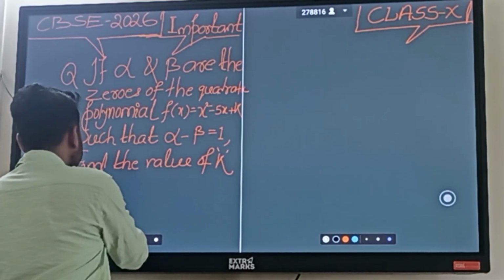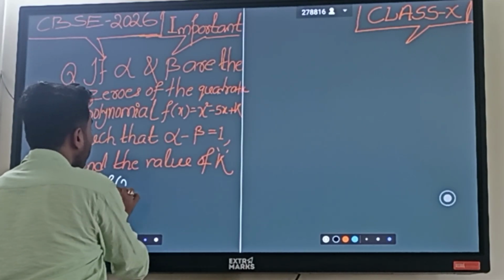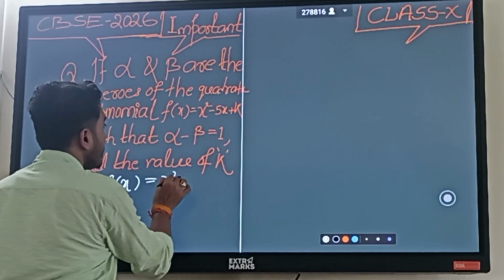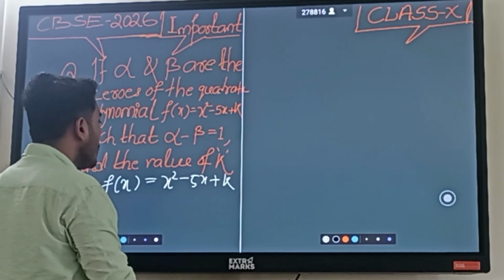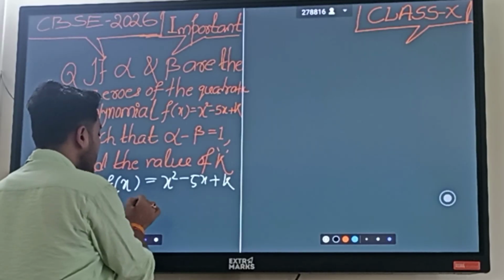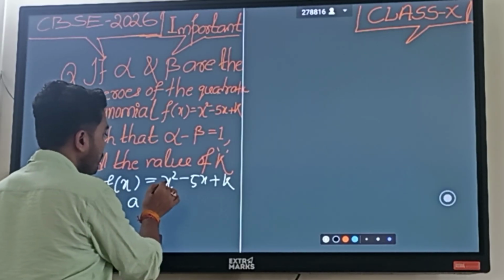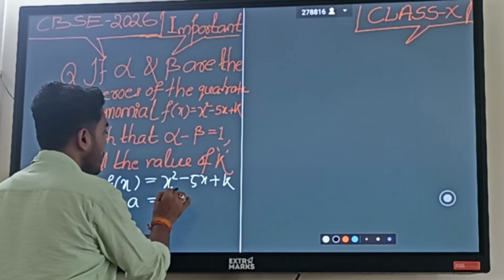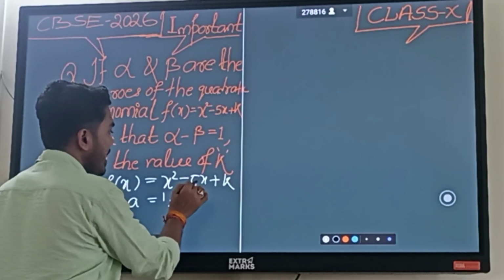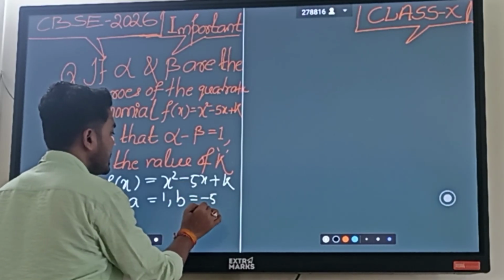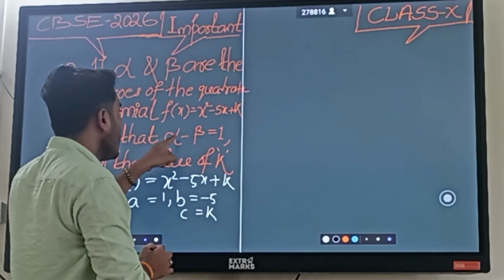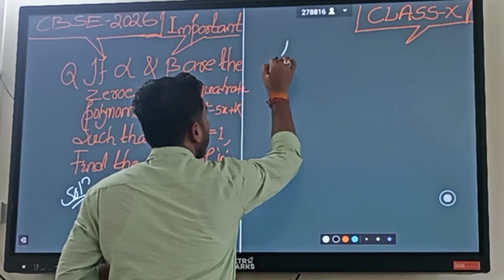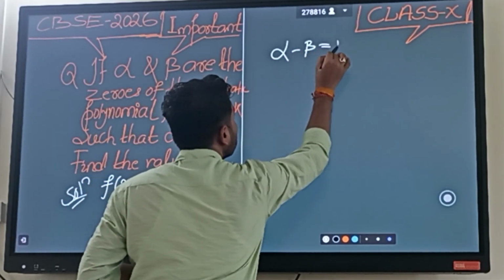So students, here what is given? The given polynomial is f(x) = x² - 5x + k. As you know, the value of a is the coefficient of x², that is 1. b is the coefficient of x, that is -5. And c is k. And it is given in the question that alpha minus beta is equal to 1.